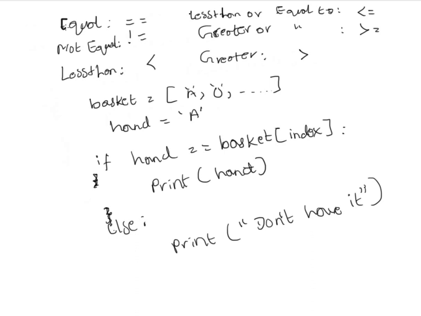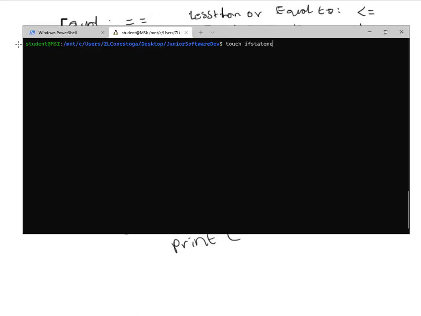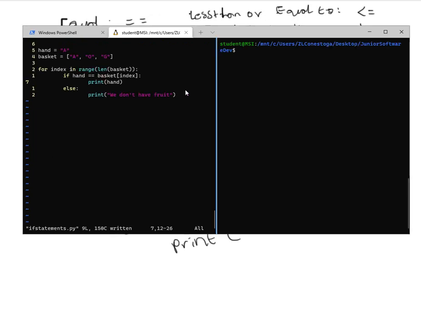Okay, so let's jump into the code. You can just say if statements.py, and I'm using vim, and right here. So apparently, if we look at the hand, we have an apple, and then in our basket we have apple, orange, and grape. So what this for loop does is that basically it goes from index 0 to wherever the length of the basket is, right? And then it will reach the range.